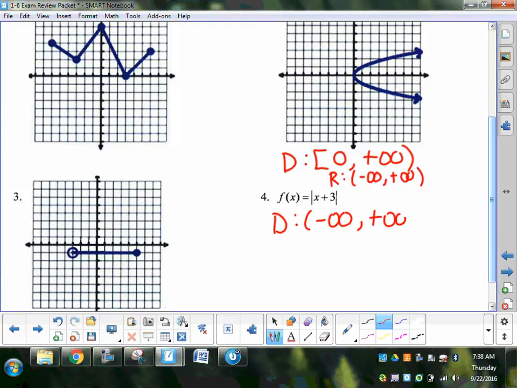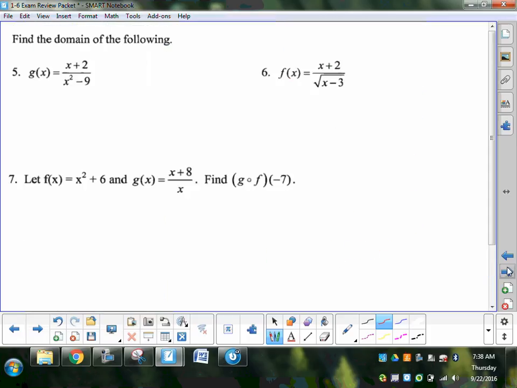Now think about the range values. Again, we're not looking at the calculator. It's an absolute value function. What do we know about absolute values? There you go. Our range would be from 0 out to positive infinity. Questions on that? Again, the answers to this will post through Google Classroom.